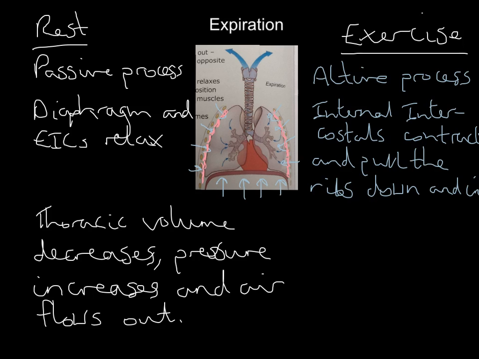If something is external, it is outside of you. So when the external intercostals contract, when they did when you were breathing in, they pull the ribs up and out. They pull the ribs externally. Now that your internal intercostals are contracting, what is internal? It's things inside. So when your internal intercostals contract, they're going to pull the ribs in, down and in, back towards the centre of your body.